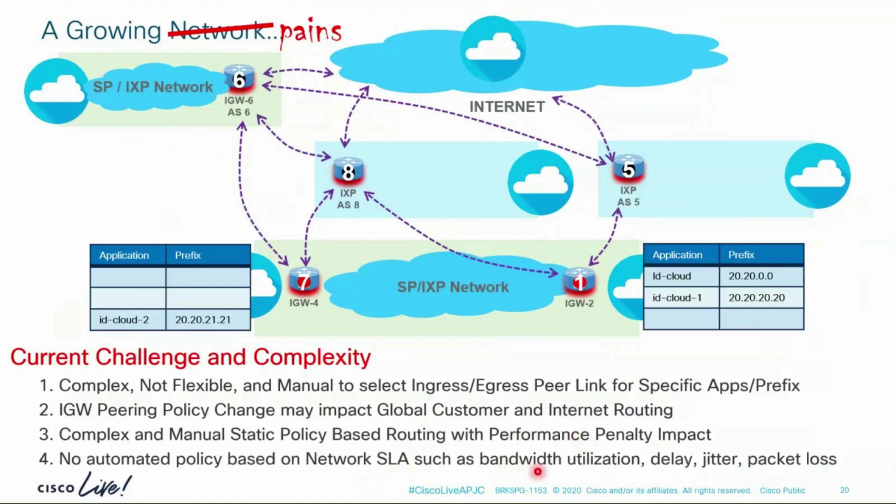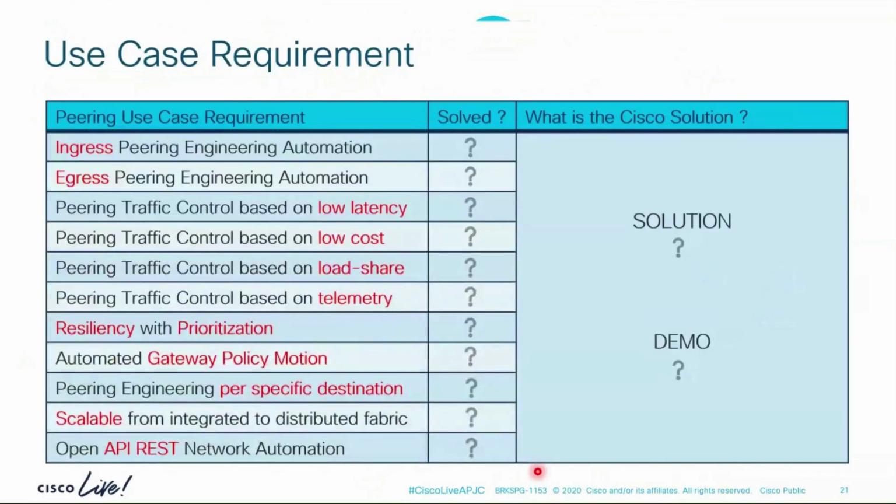See? So this is the summary of the use case requirements that I will share how to solve and even demonstrate the solution moving forward. Ingress, egress based on low latency, cost, load share, and telemetry, resiliency, how to swing or move the gateway policy in a very seamless manner, and this solution can start from the standalone internet gateway up to the distributed model, and it also has the open REST API.